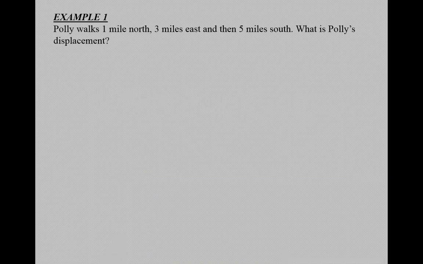This is video 4.1, Vectors. Example 1. Polly walks 1 mile north, 3 miles east, and then 5 miles south.